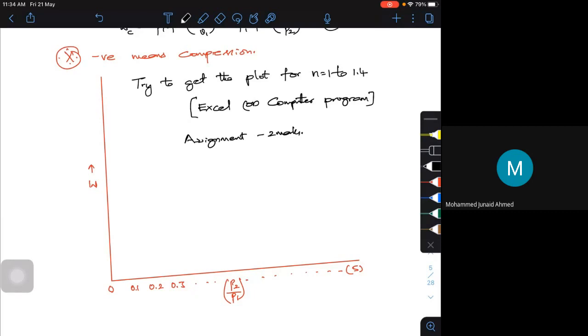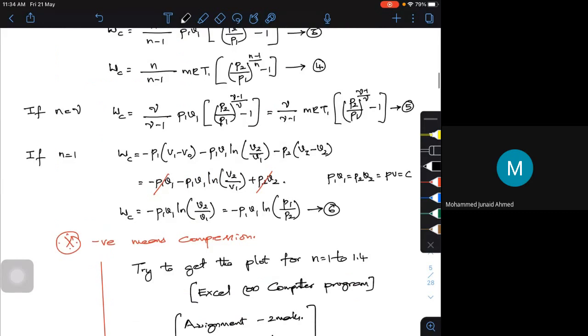So for the Excel, you have to analyze it and try to write the comments. So comment on the plot. If you're able to do this, I'm going to assign 2 marks. I'm going to assign it on a Google Classroom. You got it? So this is the work of compression for different processes: polytropic, adiabatic, and isothermal. For all these 3 separate things, try to do that and try to plot it. Got it? Okay. Is it clear?